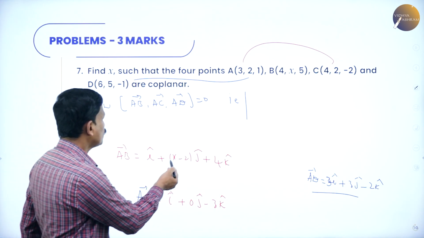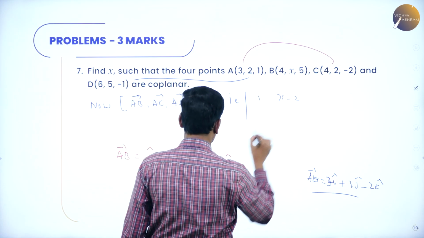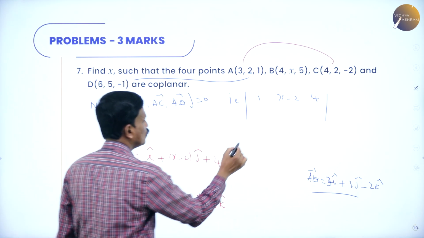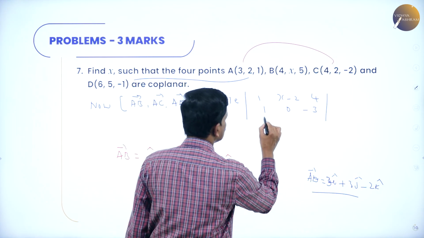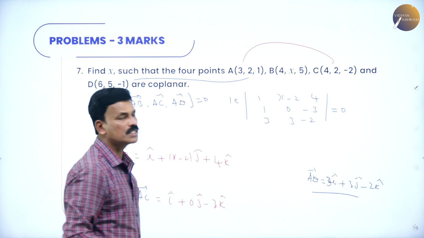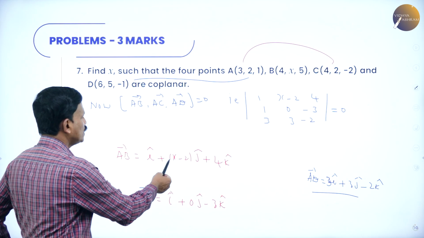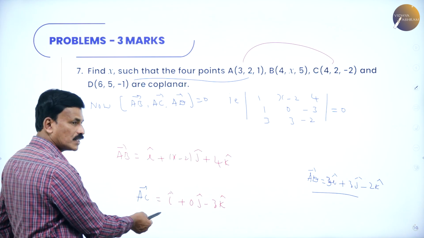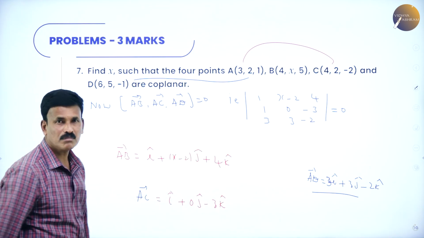So the coefficients of I, j, k are 1, x minus 2 and 4. For the second vector they are 1, 0, minus 3, and for the third vector it is 3, 3 and minus 2, equal to 0. Simplify this, you will get the answer. That's it. So the coefficients of I, j, k in the first vector are 1, x minus 2, 4. For the second vector 1, 0, minus 3, and for the third vector 3, 3 and minus 2.